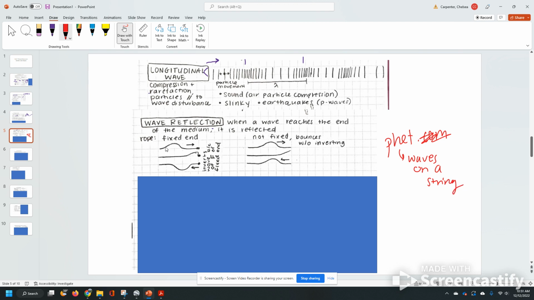If there's a fixed end, the wave comes in and hits this fixed end, which could be like a hand or just some sort of fixed point, and it will exert a force on the rope and make it flip to the other side, and it will be reflected on the opposite side of the rope. But if it's not fixed, what happens is it essentially goes up and then reflects without inverting.